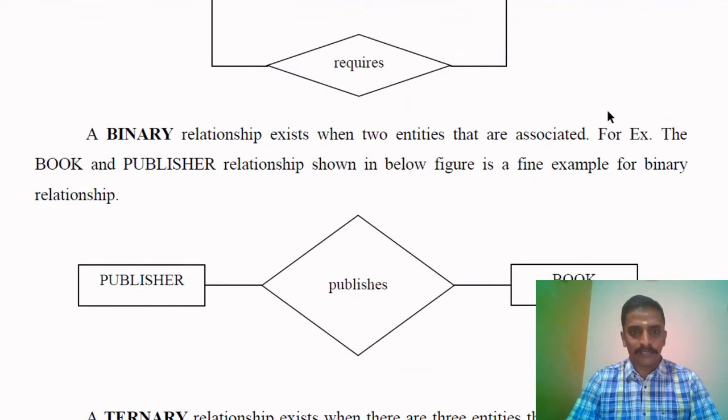The binary relationship exists when two entities are associated. This relationship consists of two entities and one relationship. For example, the book and publisher are the two entities. They are related with one another.